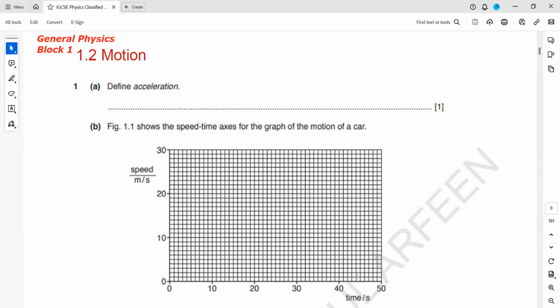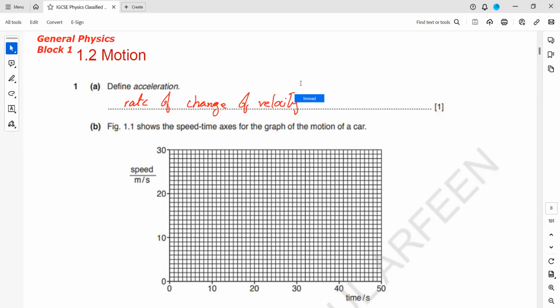You can annotate on the screen as well. You can type. You have to mention rate of change in velocity. That's good. The best answer, because rate of change in speed, speed is a scalar quantity, velocity is a vector, acceleration is also a vector. So rate of change in velocity is a comprehensive answer.